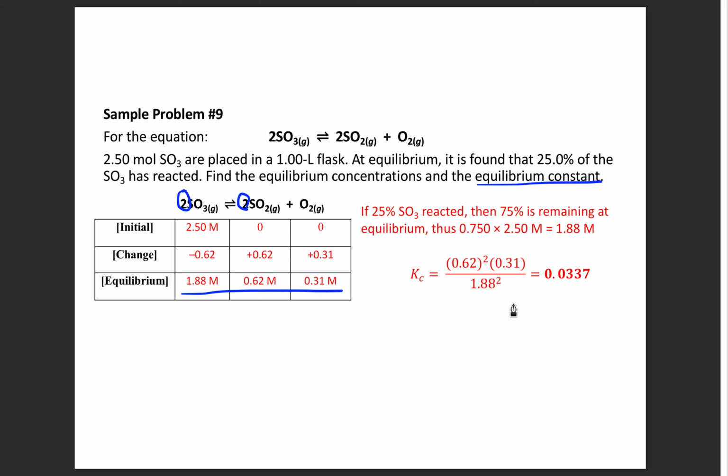Now you just plug everything in the calculator and you get your answer. Again, K doesn't have units, so we don't need to worry about that. So that's it. That's all. We're done. We got our equilibrium concentrations by filling out our ICE table, plugged everything in, and found K.